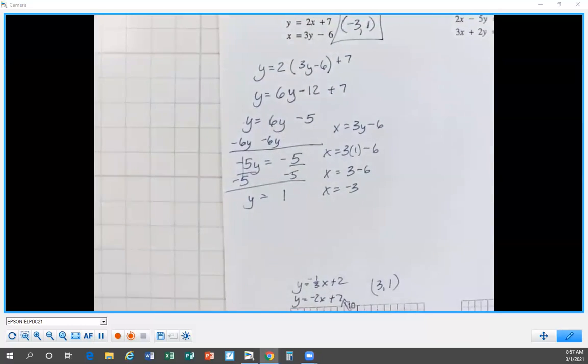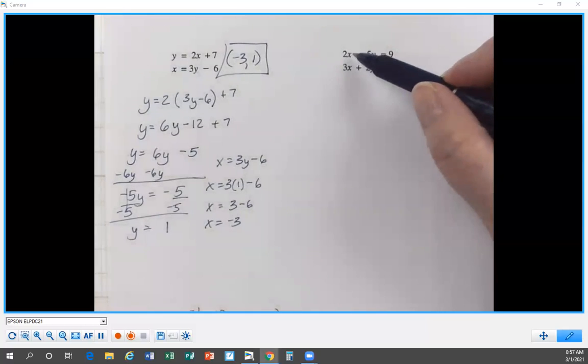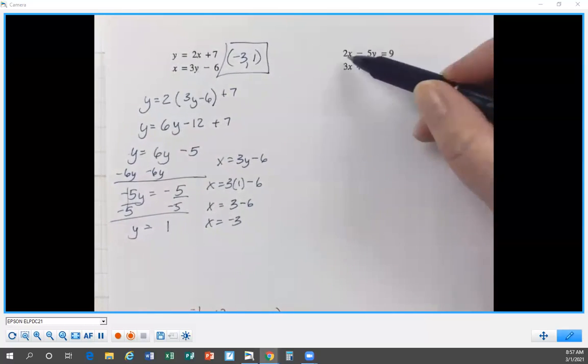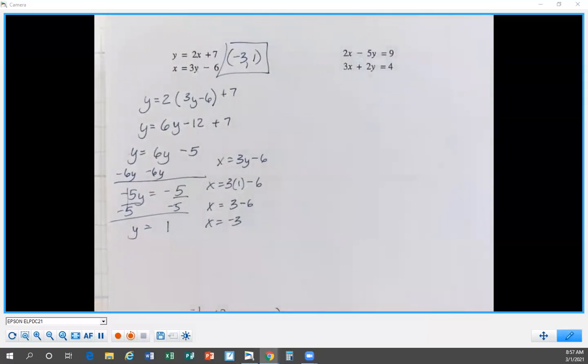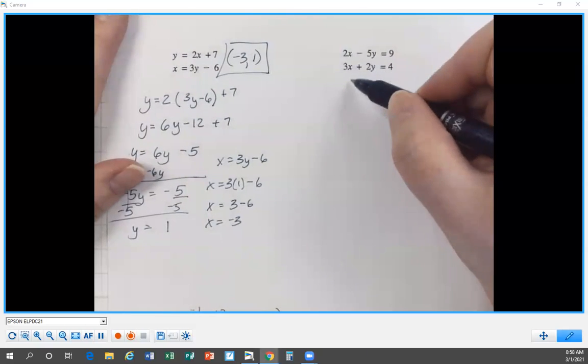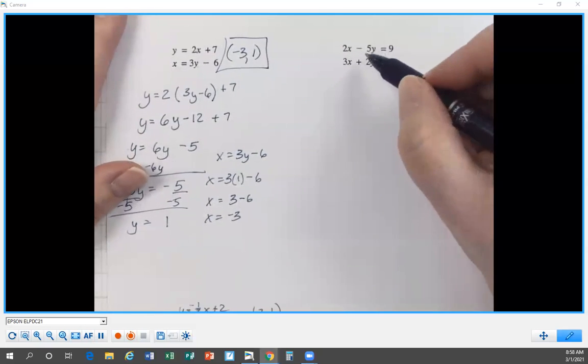All right, and then for the next problem, we have 2x minus 5y equals 9 and 3x plus 2y equals 4. Elimination would be the best strategy. These are both already in standard form. So the least common multiple of 2 and 3 is 6. The least common multiple of 5 and 2 is 10. So I'd rather work with 6s than 10s. So I want to choose to cancel out the x's. Can I cancel out the y's? Absolutely. Okay, either way will work.